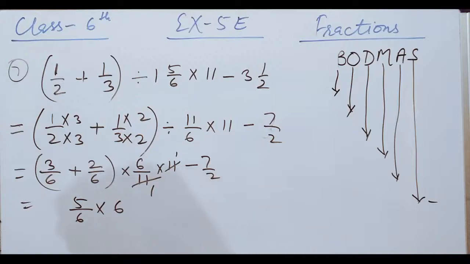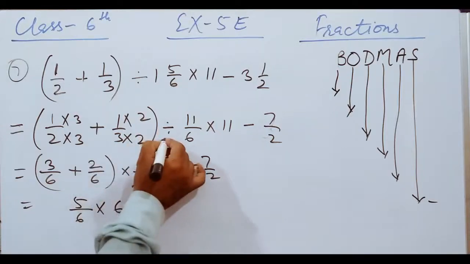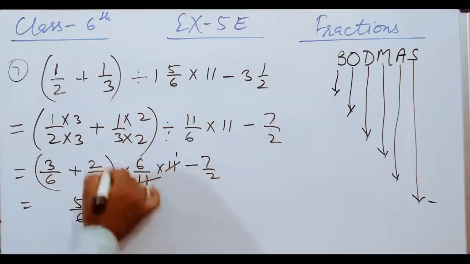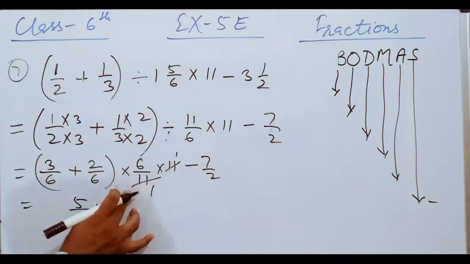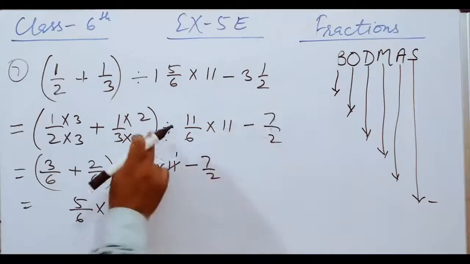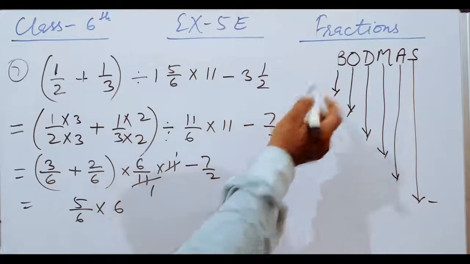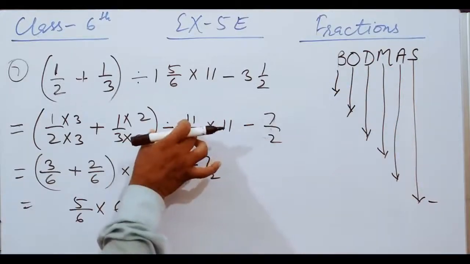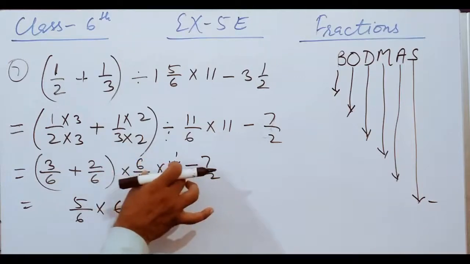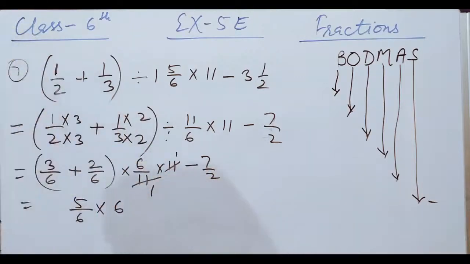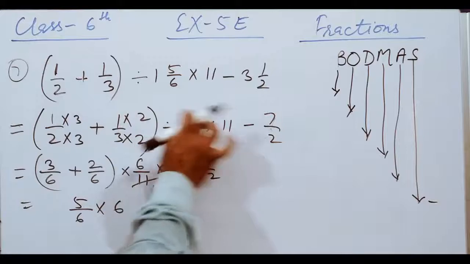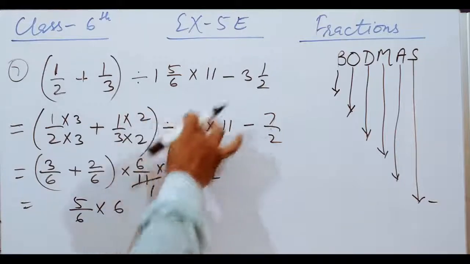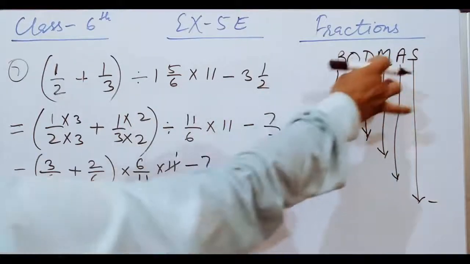Why did we do this? Division into the sign of multiplication we will convert. Why? Because division then multiplication. First division, then we will multiply. We will not multiply here. First we will simplify division, then we will multiply. That's why we didn't multiply this and this. First we will simplify division, then multiplication.